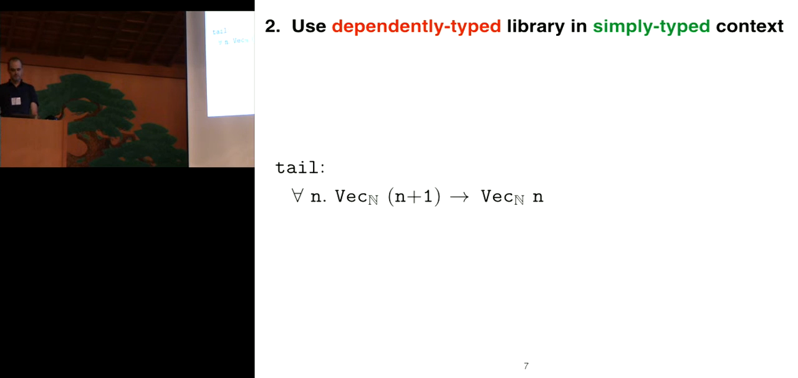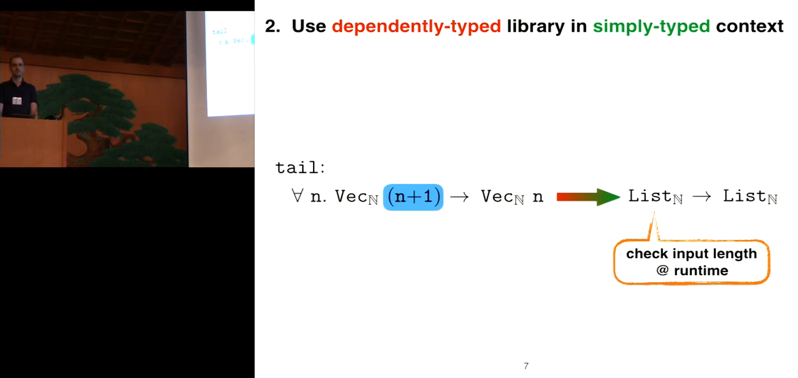Vice versa, you may have your safe tail function that takes a vector of size n plus 1 and gives you back a vector of size n. And you want to use it with simple lists. Then now we have the constraint on the fact that tail cannot be called with empty lists, and this disappears now in the type system. So we'll have to check at runtime that the argument is actually not empty.